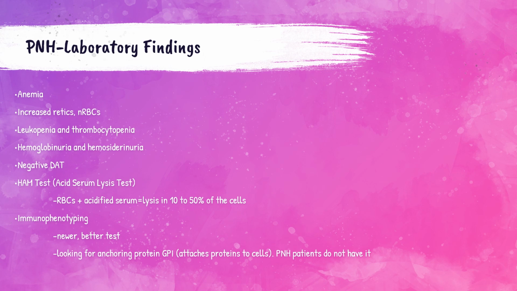There used to be a test called the HAM test that would detect PNH, but the best test now for this disorder, at least at the time of this recording, is immunophenotyping. So PNH patients do not have an anchoring protein called GPI, so the immunophenotyping actually tests for that protein. If the patients do not have GPI, the patient is diagnosed with PNH.